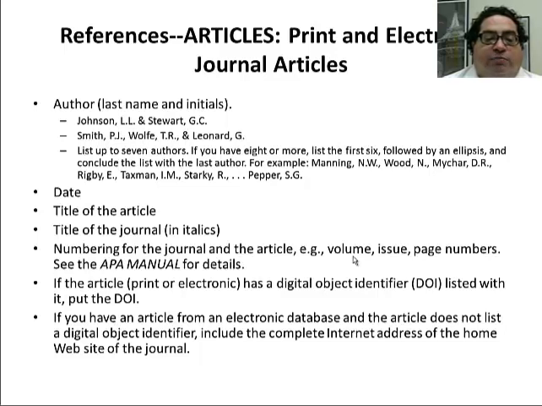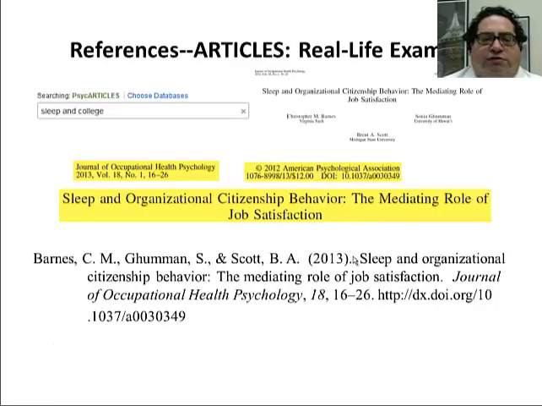For articles, either print or electronic, that have a DOI, just put that at the end of the reference. If you've got an article from a database and it doesn't list a DOI, what you want to put is the internet address for the home website for the journal. And again, you can usually find that by looking at Google or something like that.